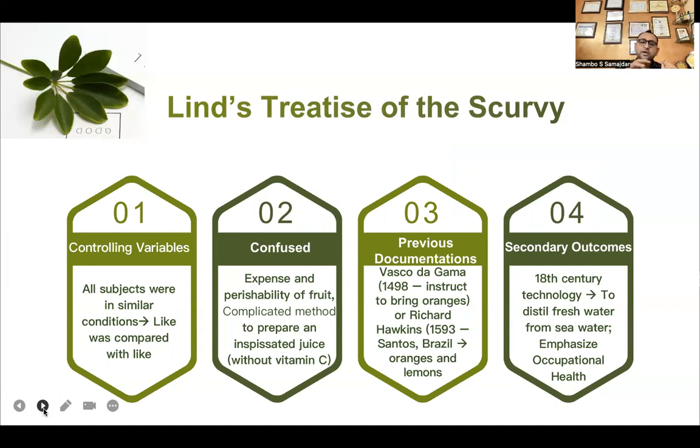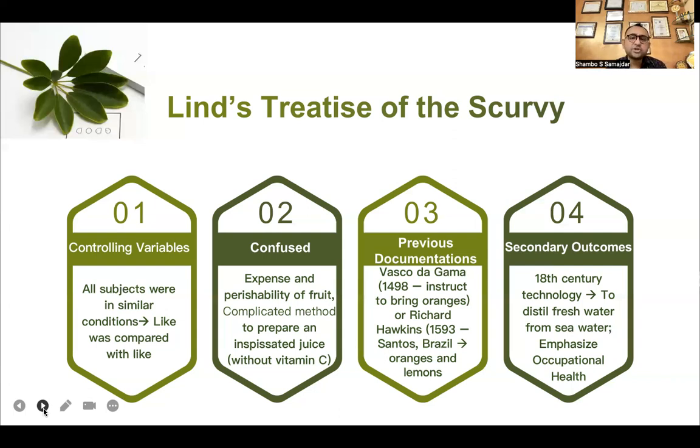A few important points on Lind's experiment. First of all, he selected subjects who were in similar conditions. Like was compared with like. Nowadays, we know the importance of baseline matching in each clinical trial. When we see the report of any clinical trial, we check the chart where the baseline was matched, the p-value was not significant, in the two arms or three arms, whatever the study design required. We can see in Lind's experiment how he controlled the variables.